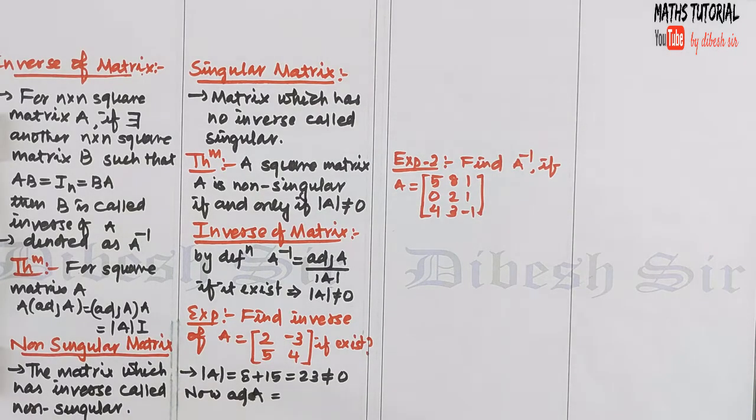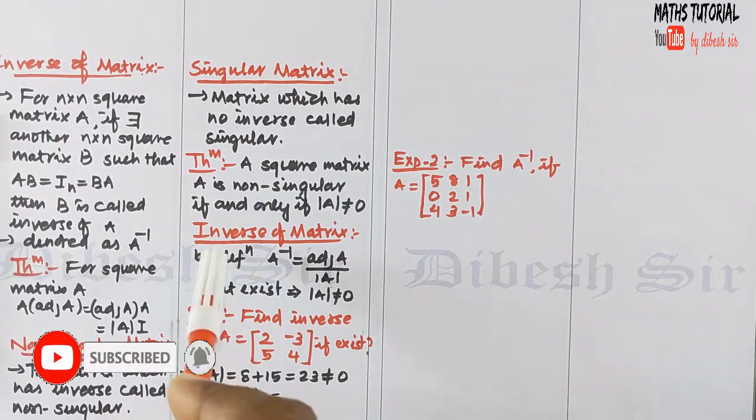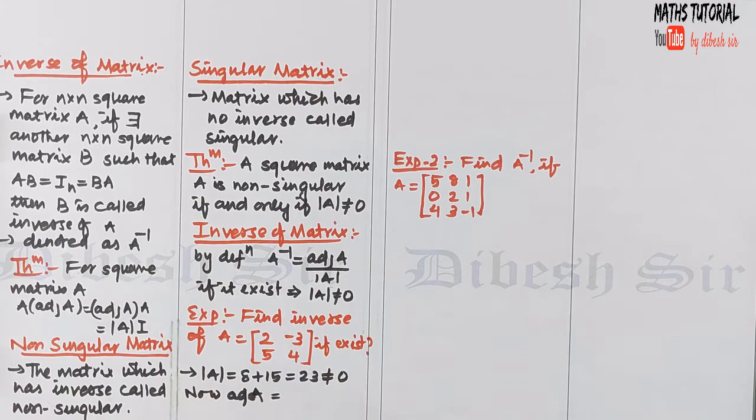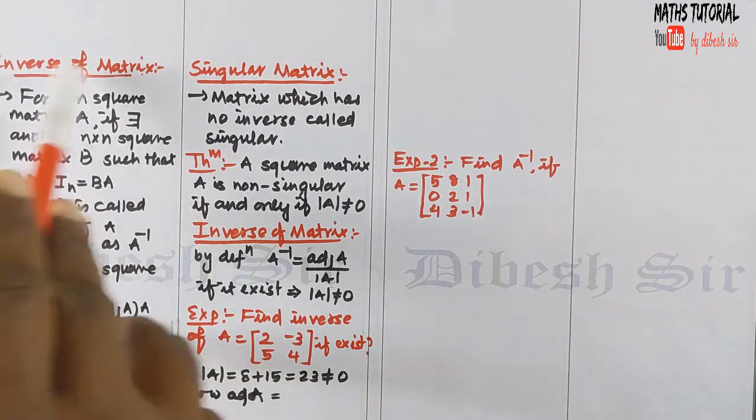We have discussed determinant of matrix and adjoint of matrix in our previous class. You can check them through the I button. In this video, we are going to learn about inverse of matrix and how to find inverse of matrix. So let's start. First, inverse of matrix.